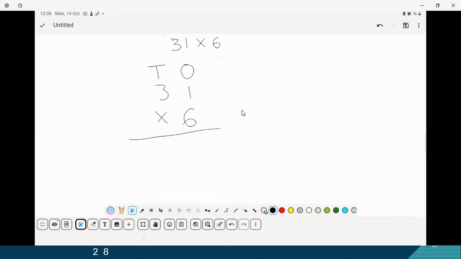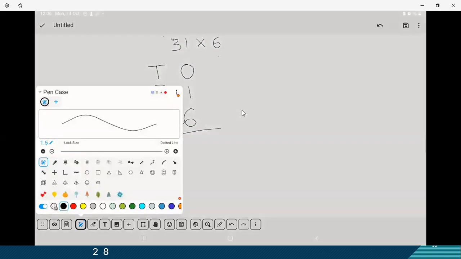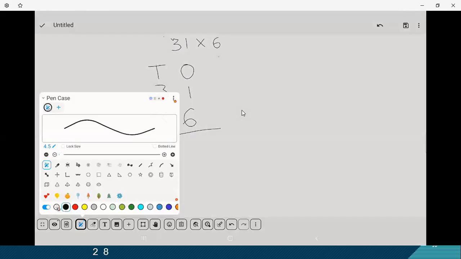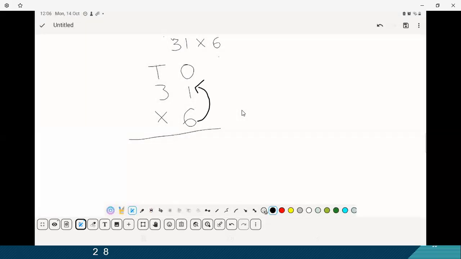Now, this 6 is going to multiply 1 times. So again, multiplication fact: when any number is multiplied by 1, that is the number itself, that is 6. And then this 6 is going to multiply by 3. So 6 into 3 is 18. So that will be the answer, 18. Okay. So let's see some more examples.